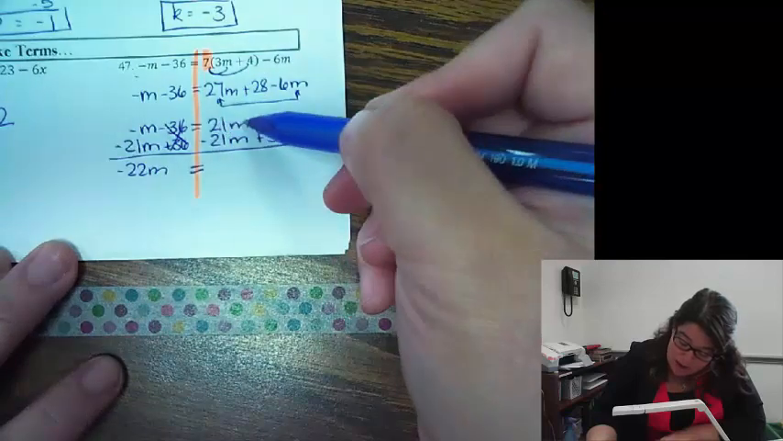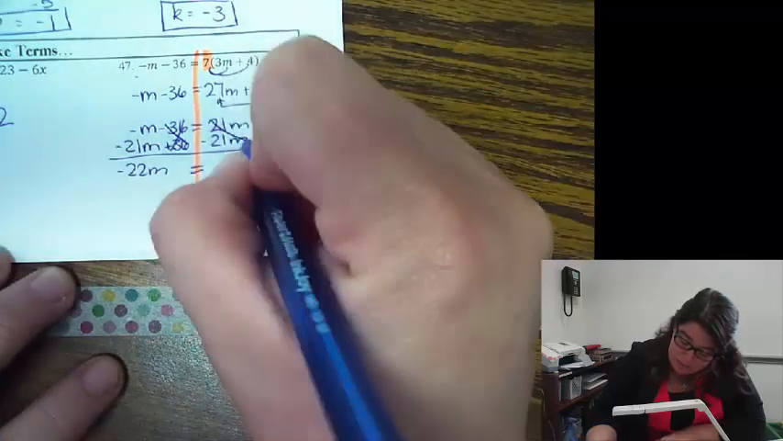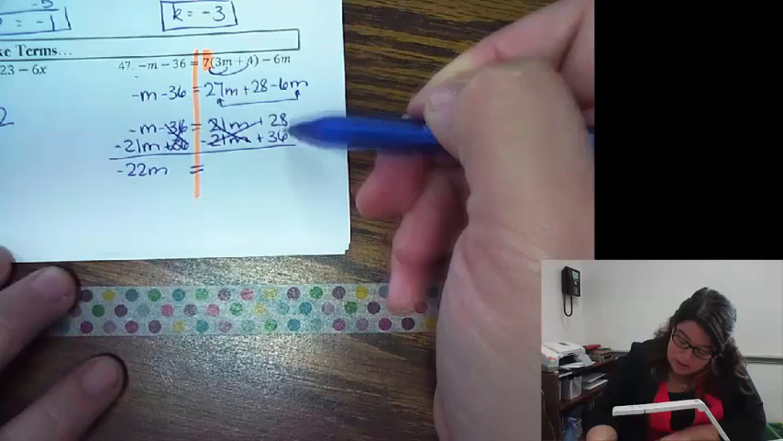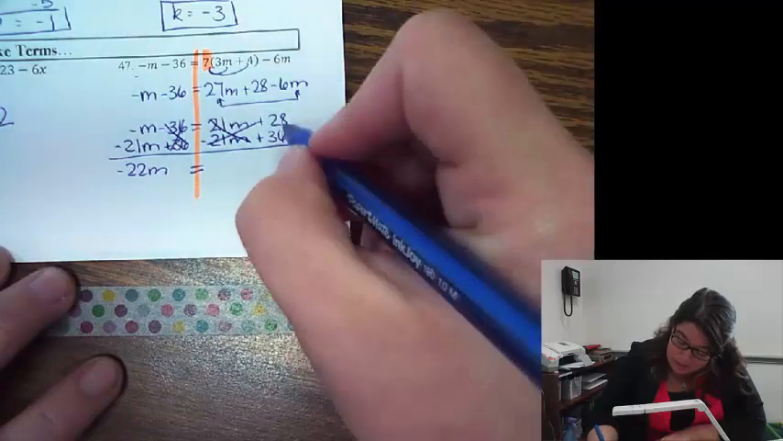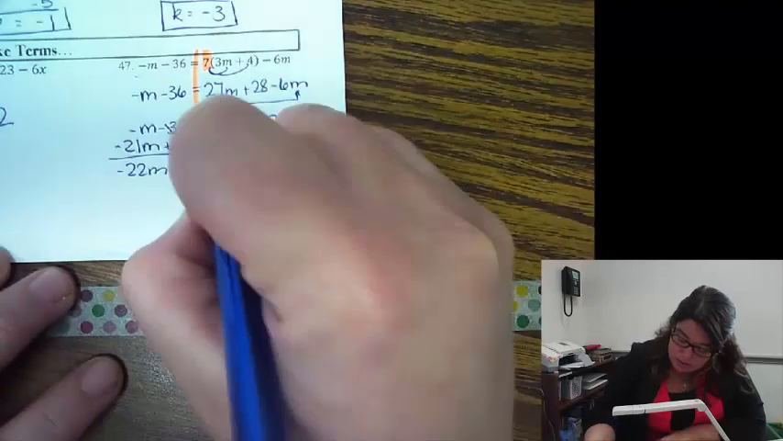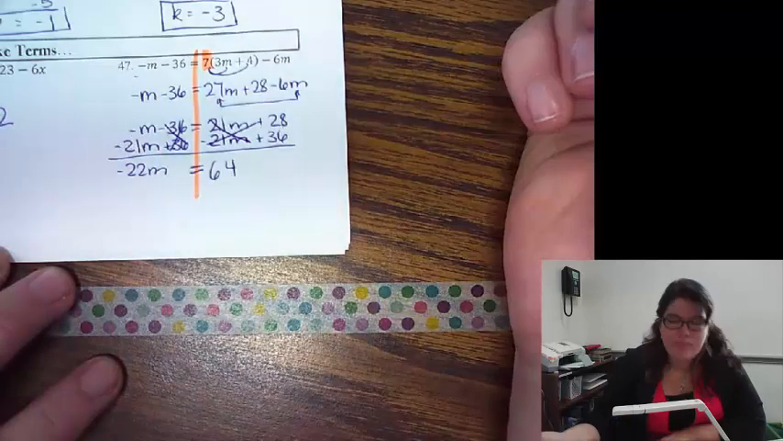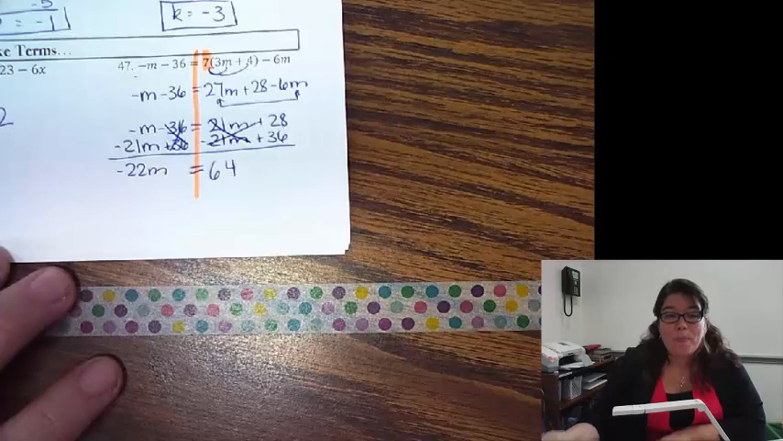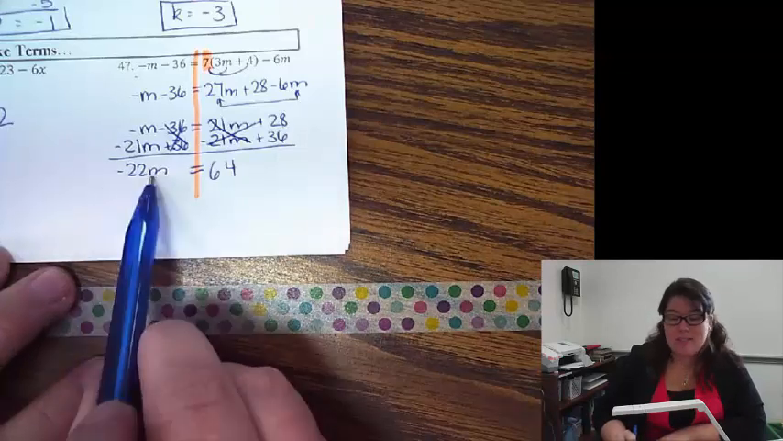Positive 21m, negative 21m cancels. And 28 plus 36 is what? 8 plus 6 is 14. Carry the 1, 64. Sweet. Okay, so negative 22m equals 64.